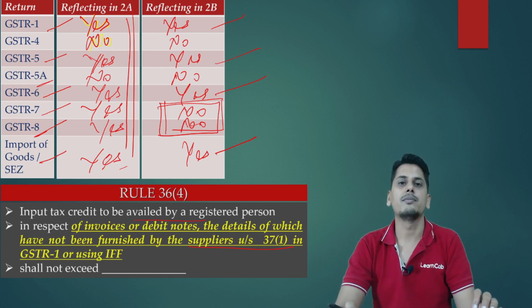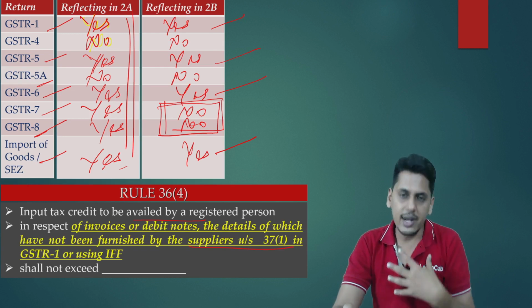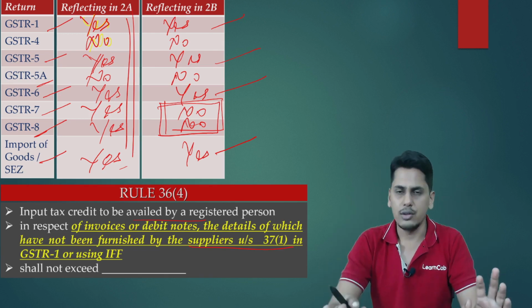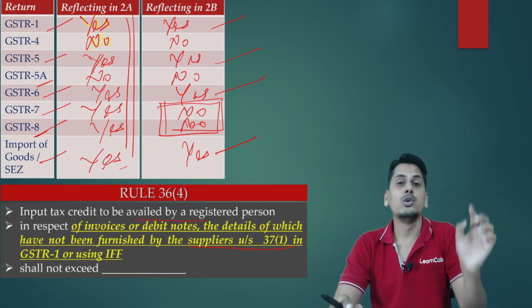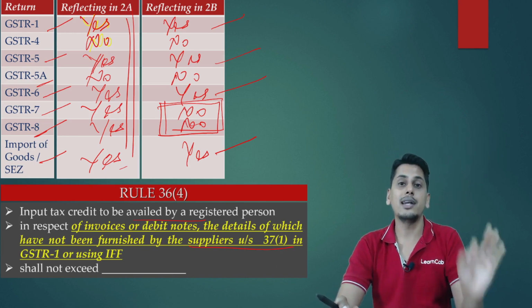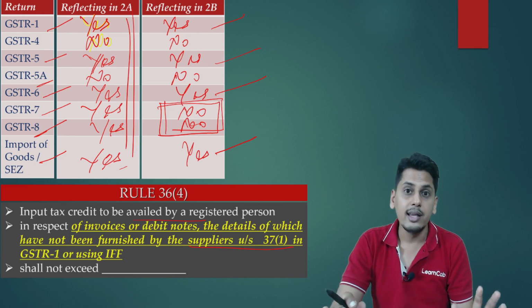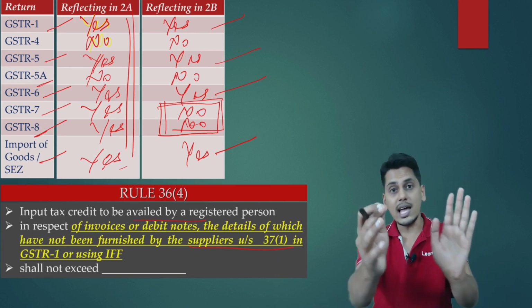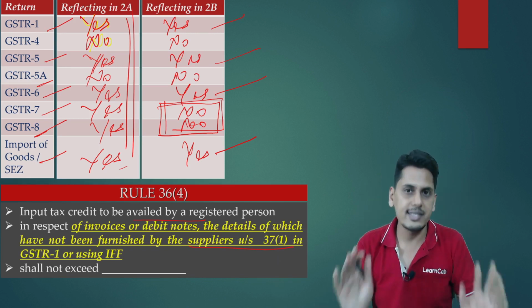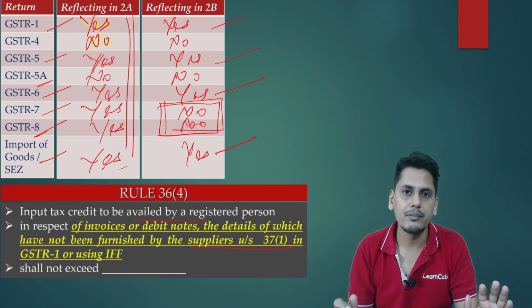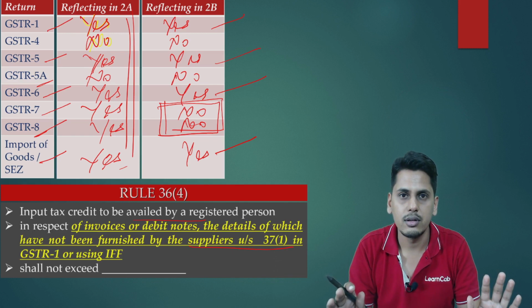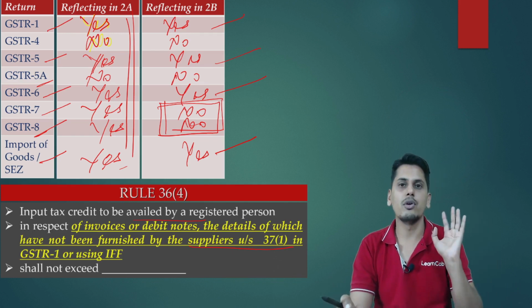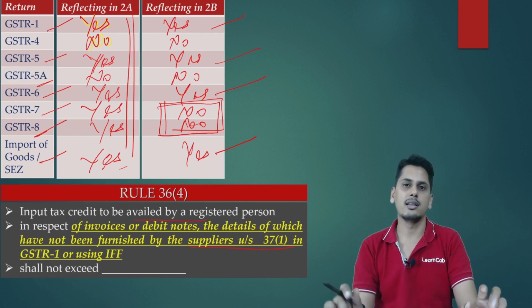For example, you are a supplier, I am a recipient, you are a regular taxable person, you make supplies to me, you do not include this particular invoice in your GSTR-1, it doesn't come into 2B, but I have received the invoice from you, I have received the goods, I have made you the payment. Can I take input tax credit? The answer is no. Because 36 sub rule 4 restricts me from taking the credit.